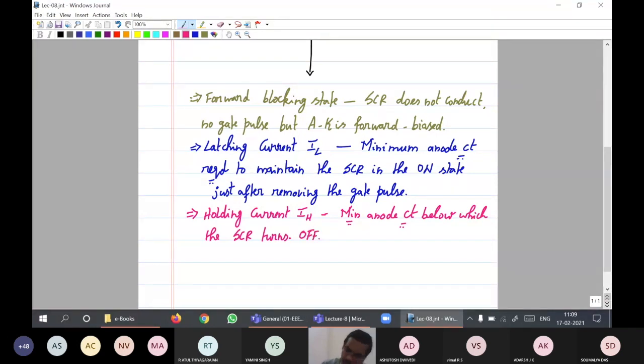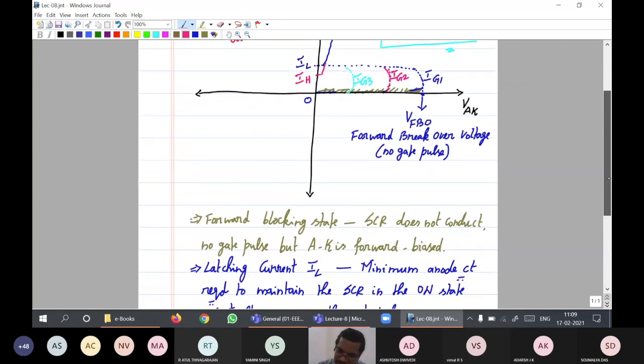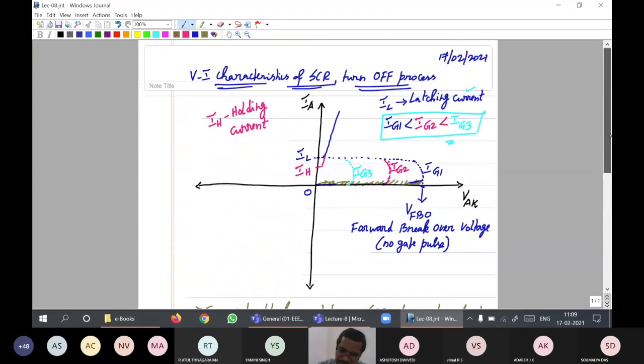Okay, so I will scroll up and show the characteristics again. The important points are the forward breakover voltage without any gate pulse. That is the maximum forward breakover voltage. And when we don't apply a gate pulse but still forward bias the SCR, the SCR will remain in the forward blocking state. The hashed portion in the VI characteristics in the forward bias first quadrant will be the forward blocking state.